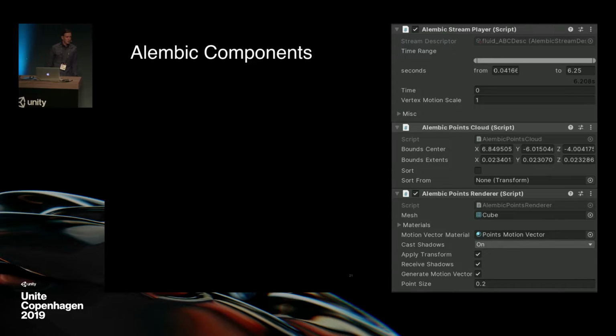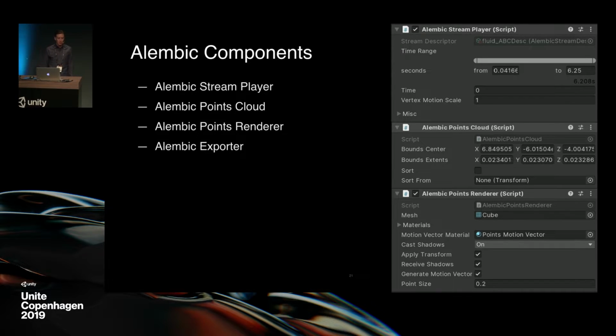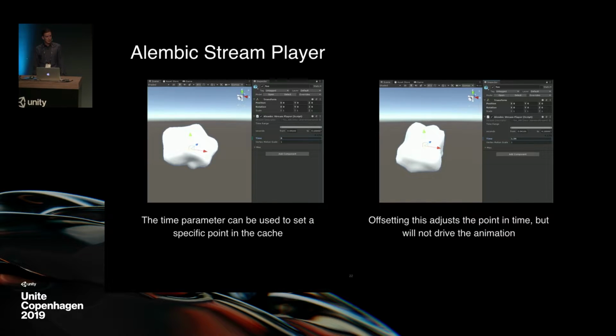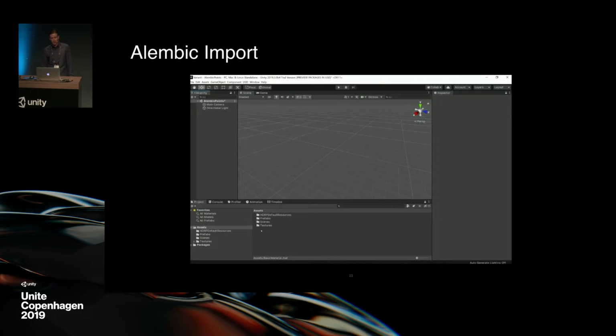There are a few components that are available for Alembic. The Alembic Stream Player, which is placed on any imported Alembic cache by default, the Points Cloud, the Points Renderer, and finally the Alembic Exporter. So first I'll talk about the Alembic Stream Player. So the time parameter on the Stream Player can be used to set a specific point in the cache, and then offsetting that will adjust the point in time, but it doesn't do anything to drive the animation.